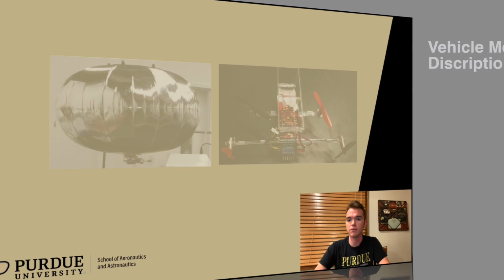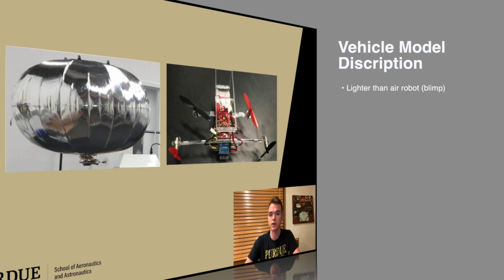Our project consists of a lighter-than-air robotic vehicle that has its longitudinal and lateral motion controlled by two sets of propellers. Our group's goals were to develop a controller design and simulation for this blimp. I will now pass it off to Adam to talk about the open-loop system performance analysis.